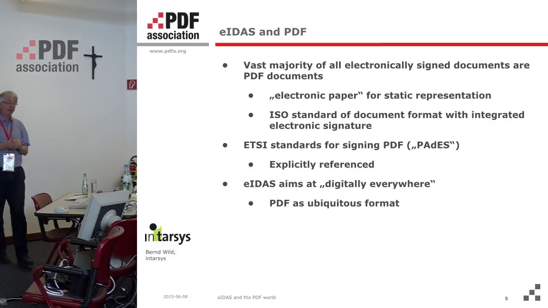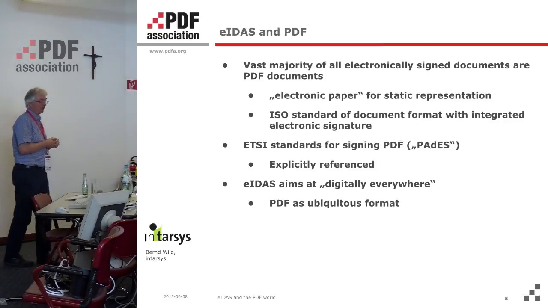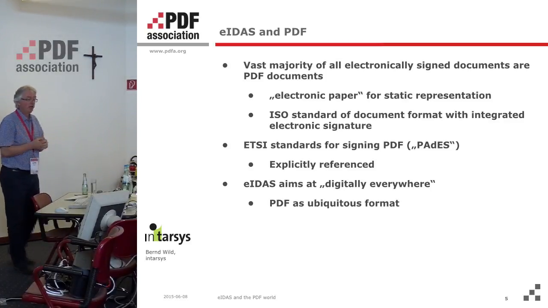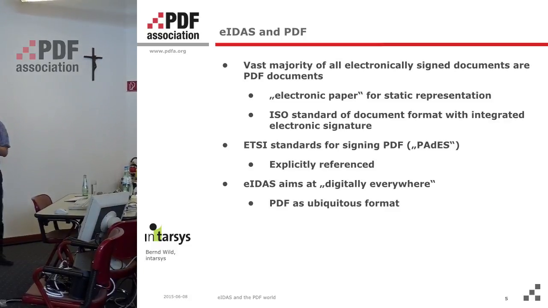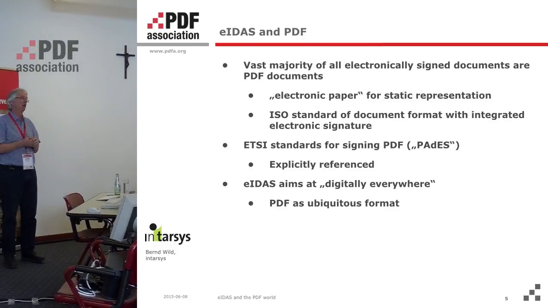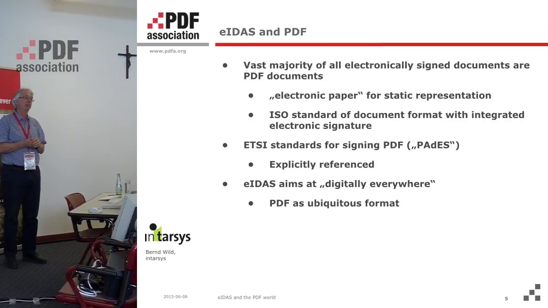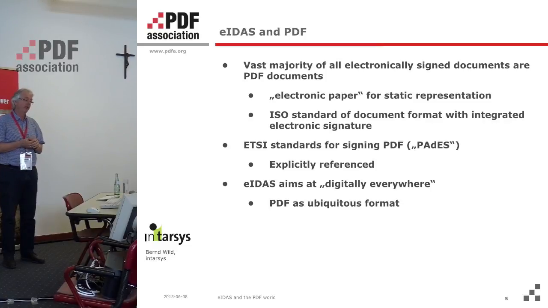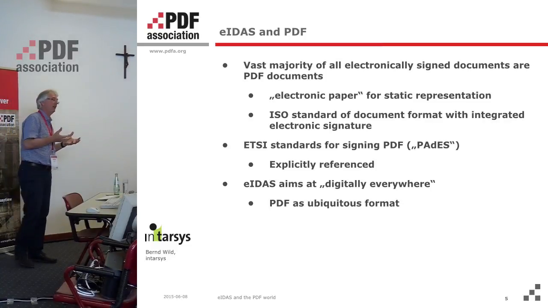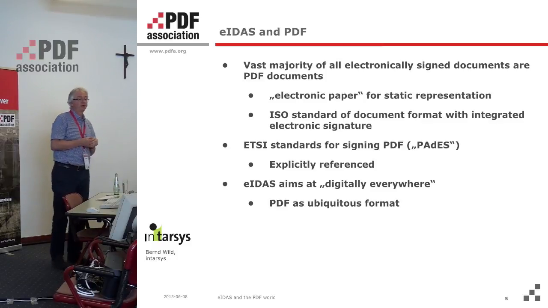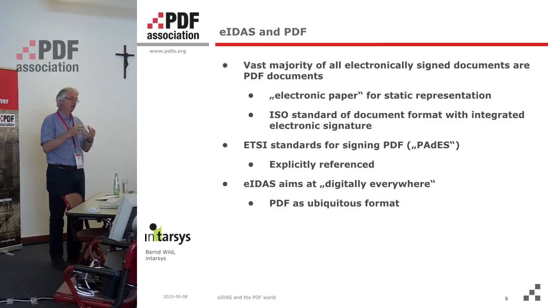And the other thing is that eIDAS wants to create an electronic digital market everywhere. That means it doesn't depend on which platform or which media you are running, and everywhere you should be able to sign, to make your electronic identification and so on. And to achieve this goal, you need a so-called ubiquitous format, like in this case, PDF. This is, in my opinion, the relationship between eIDAS and PDF.